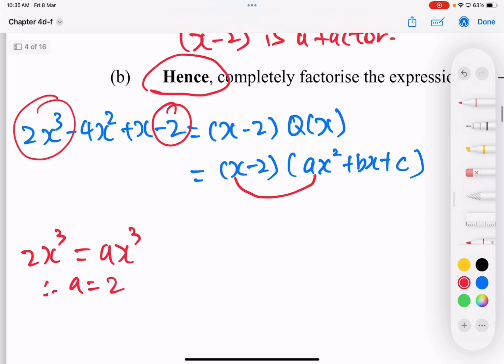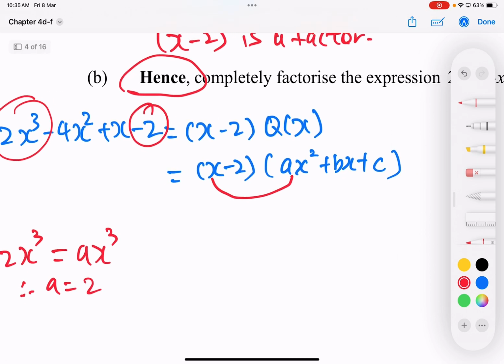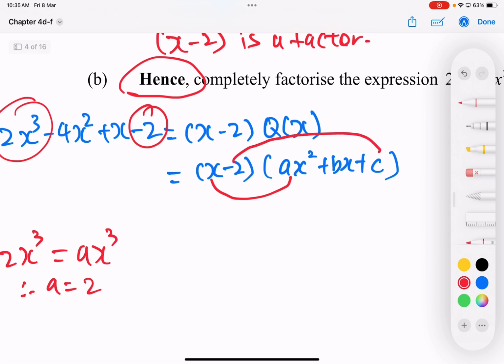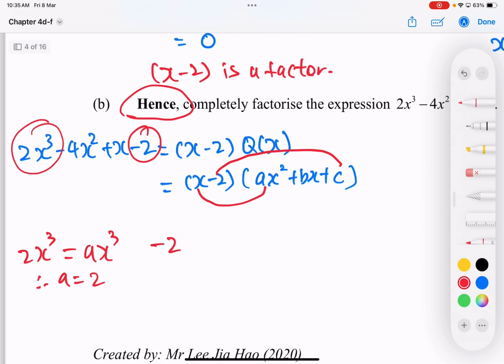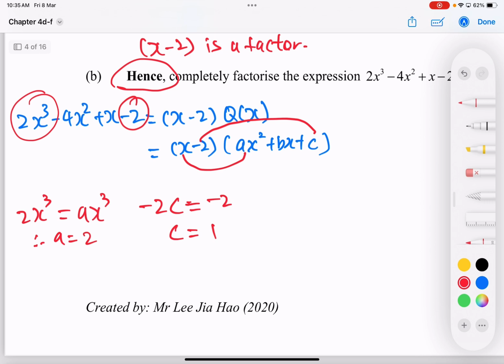Next one, we compare the constants. The only way for me to get a constant is negative 2 times c, right? So I know that negative 2 times c will give me negative 2. So therefore c is equals to 1. Once you know these two pieces of information, substitute them back into the original function.